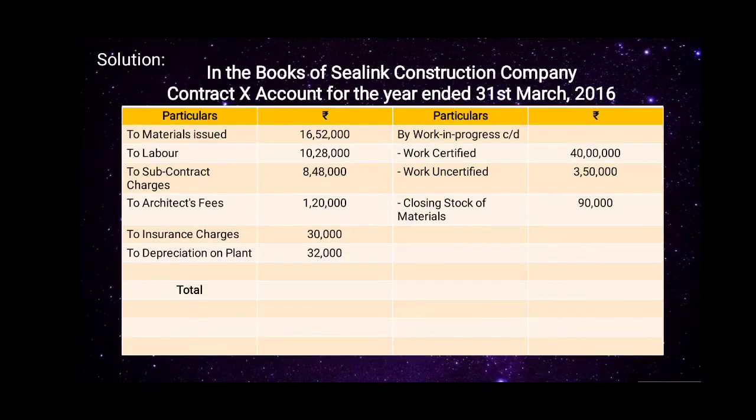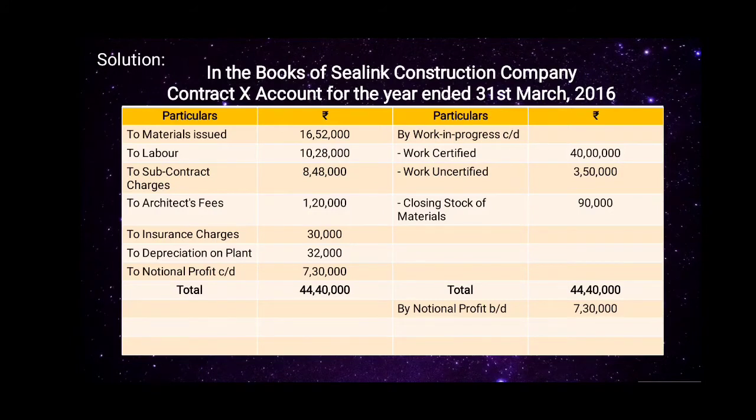Now let us take the total of both the sides. So the total amount is 44,40,000 on the debit and on the credit side. And the balancing amount that is appearing on the debit side will be termed as notional profit carried down. So the amount is 7,30,000. So we'll record the notional profit amount on the credit side by notional profit brought down. Amount is 7,30,000.